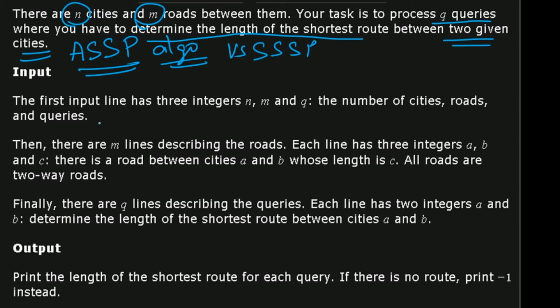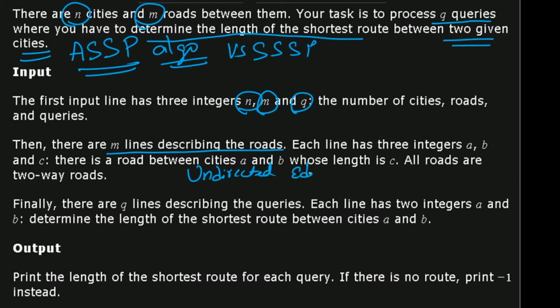So the input will give us the number of vertices, that is the cities, the number of edges, that is the roads, and q, the number of queries. And there are m lines describing the roads, of course. Each road is an undirected edge.